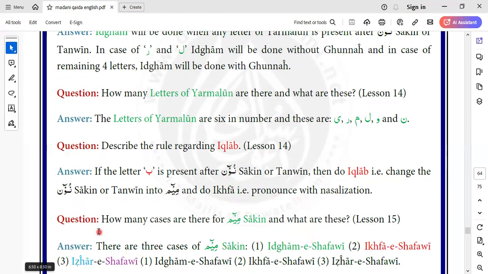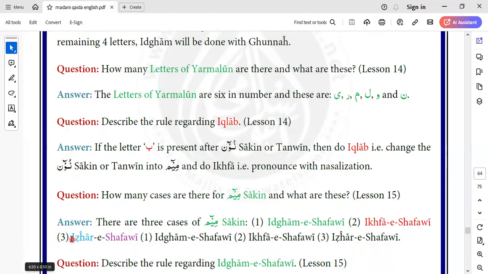Question. How many cases are there for meem sakin and what are these? Lesson 15. Answer. There are three cases of meem sakin. Number one, idgham shafawi. Number two, ikhfa shafawi. Number three, izhar shafawi.